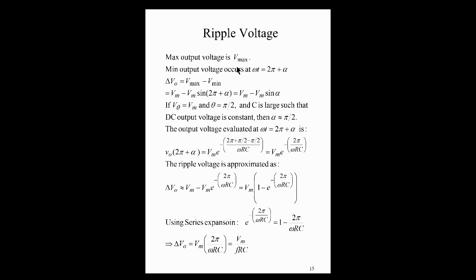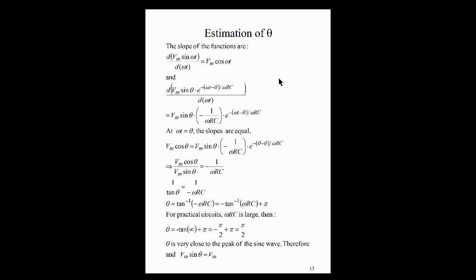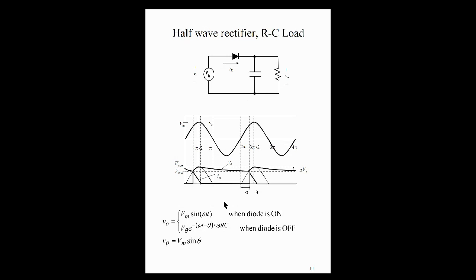How about the maximum and minimum voltages? You would have seen from the graph that the minimum voltage occurs at 2 pi plus alpha. Look at the cycle: at 2 pi plus alpha, that's where it is a minimum.